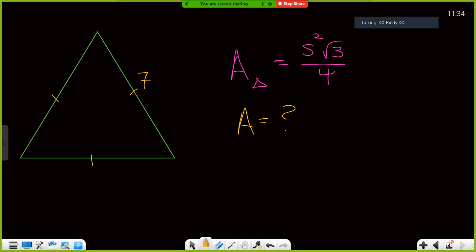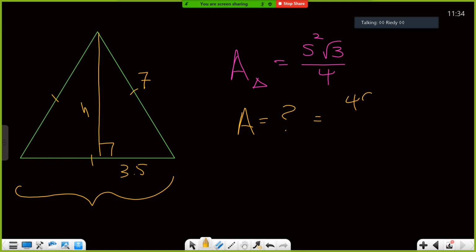Now, could have gone through the other method and said, okay, well, here's the height, and then this is 3.5, and do Pythagorean theorem to find the height, then do 1/2 7 times whatever height is. But if you just plug and chug here, we get 49 square roots of 3 over 4, which plugged into the calculator, would you say 21.22 units squared.